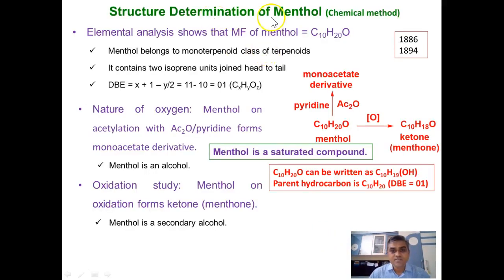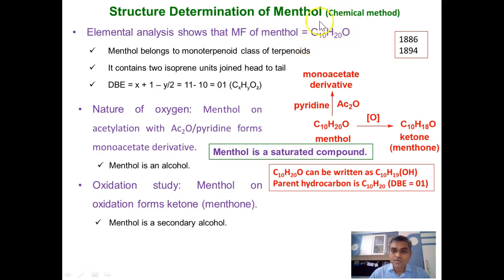The structure determination of menthol was initiated in the year 1886. In those days, chemists did not have sophisticated instruments, and therefore they relied on chemical methods of analysis. These chemical methods of analysis, for the structure of menthol, were initiated from the determination of the molecular formula. When carbon and hydrogen were estimated in menthol, they arrived at the molecular formula of menthol, and it was found to be C10H20O.